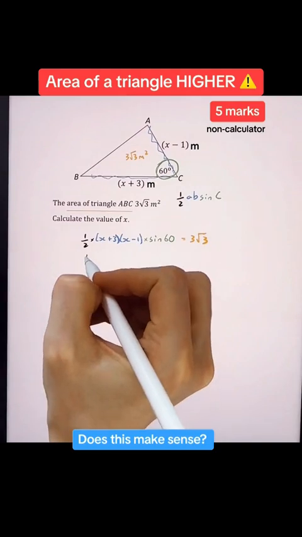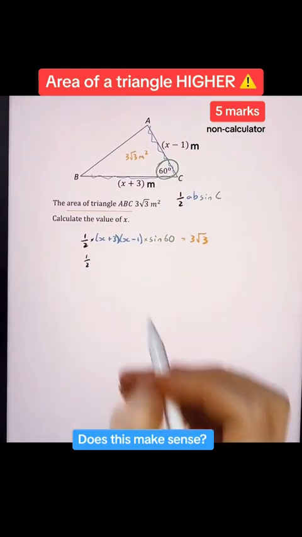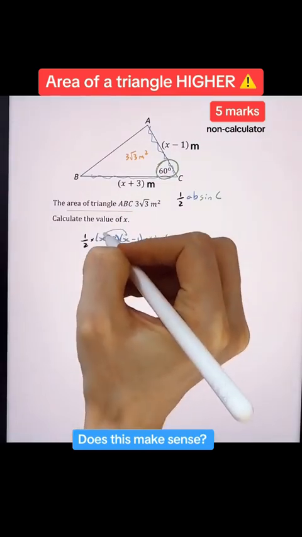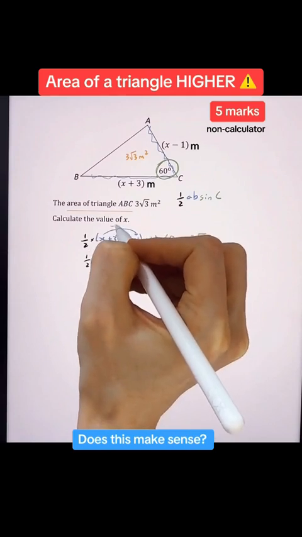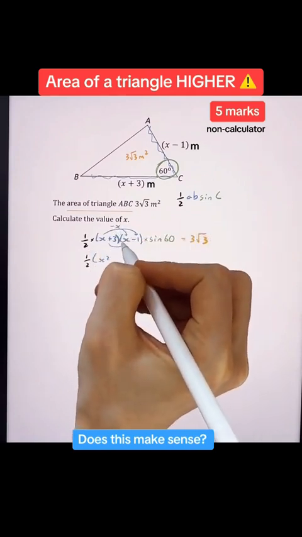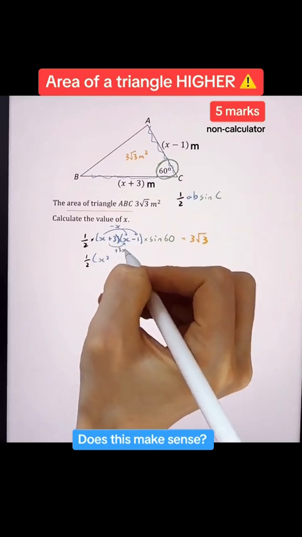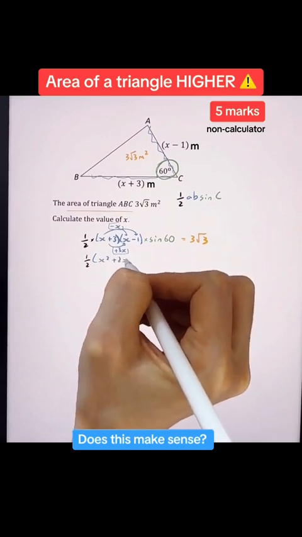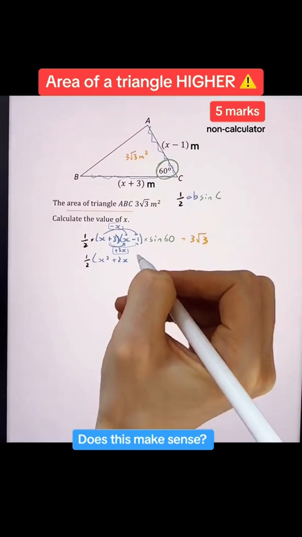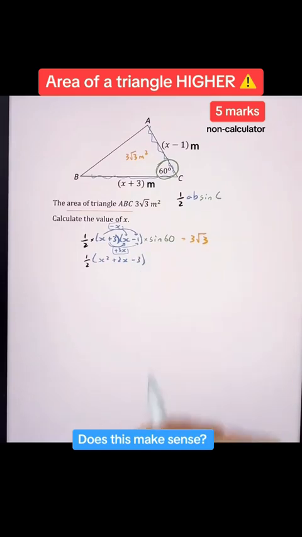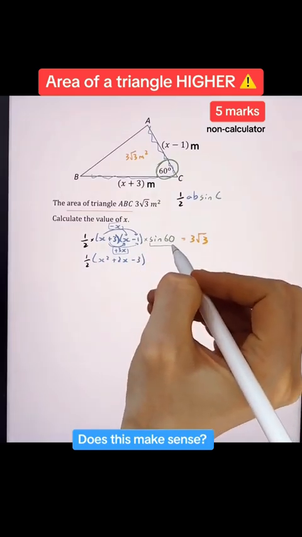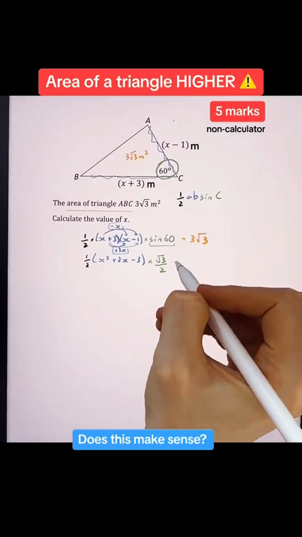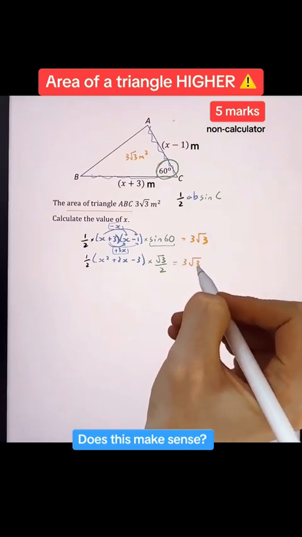Leaving the half alone, expanding out my double brackets, I know that x times x will give us x squared. I know x multiplied by negative 1 will give us negative x. I know positive 3 times x will give us plus 3x. Well, 3x subtract single x will simplify to give us plus 2x. I know that 3 multiplied by negative 1 will give us negative 3. I should know that sine of 60 is an exact value, which is root 3 over 2. And on the right-hand side, it's still equal to 3 root 3.